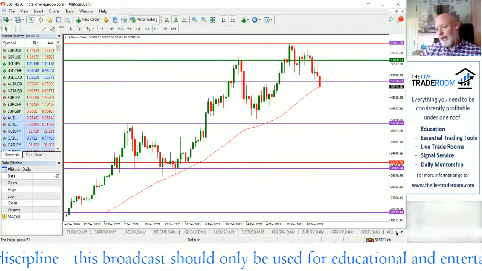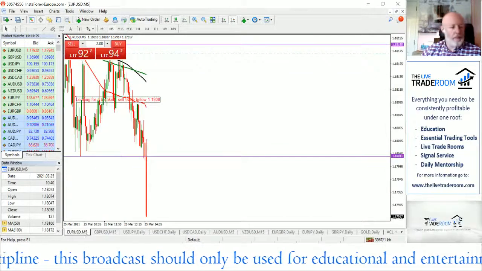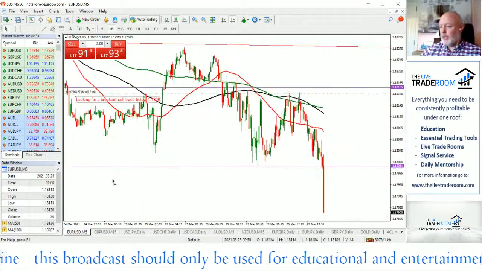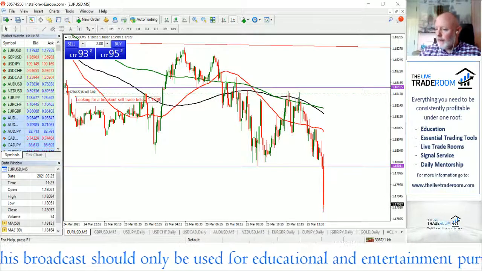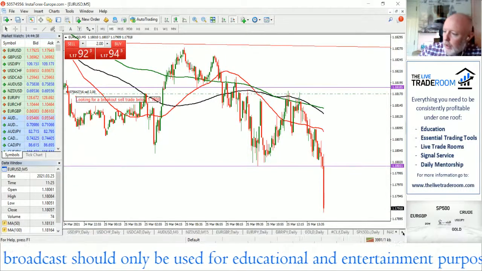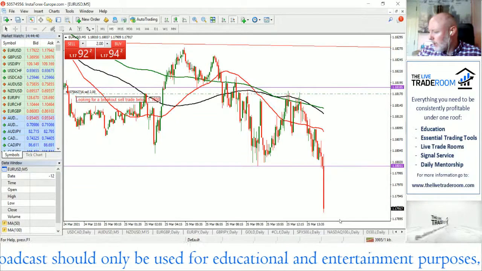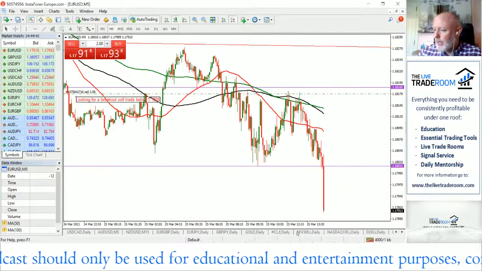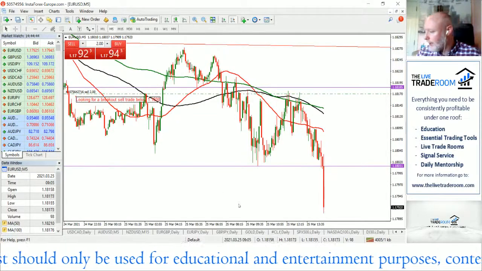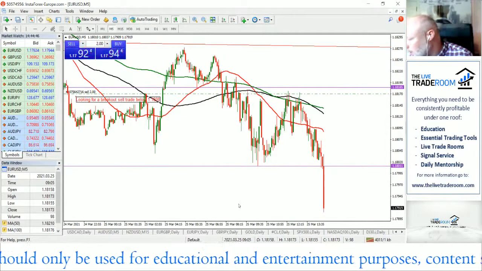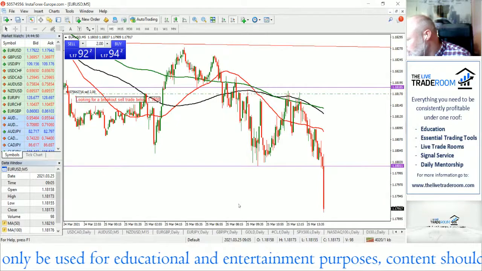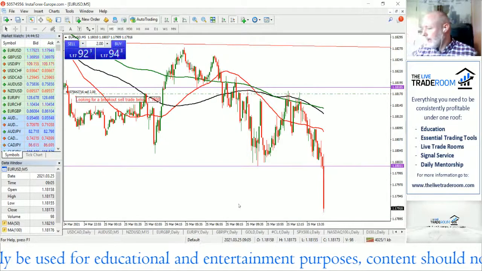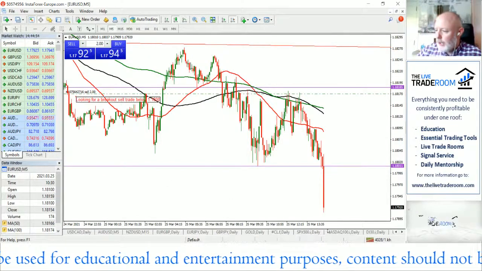It's too speculative. It's a bit too much. Now we've got a nice strong flush to the downside, as you can see. So we're getting that accelerated move. We're already in the euro dollar to the downside. So these trades are turning good.